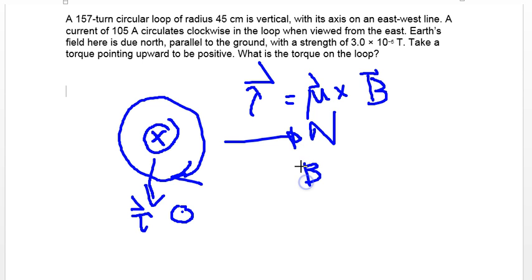Magnetic field is to the north. The magnetic dipole moment is into the screen. Mu cross B is going to give us a torque downward. So we're going to calculate the magnitude, but here it says up is positive, so at the end we're going to put a negative sign on this.